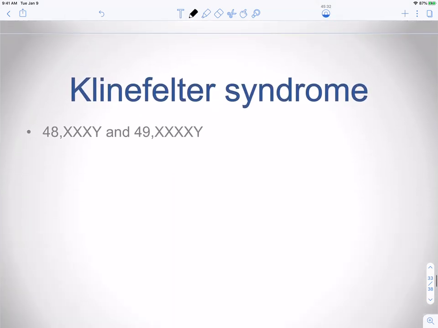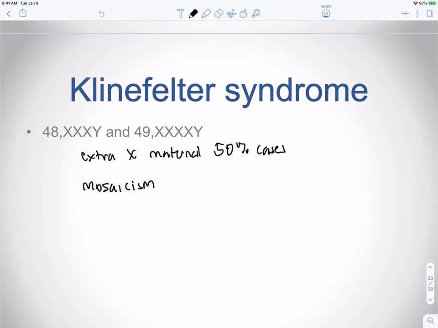Now, Klinefelter syndrome can also be 48XXXY, 49XXXXY, etc. So these extra X's are maternally derived in 50% of the cases. And of course, it's going to increase with maternal age. You can have mosaicism. They can have viable sperm. And oftentimes, this is going to be diagnosed during puberty. Testosterone can treat for those secondary sex traits.